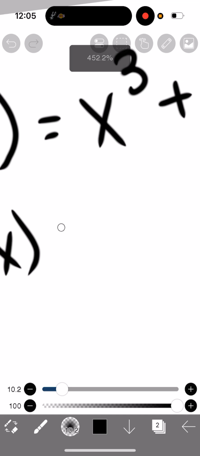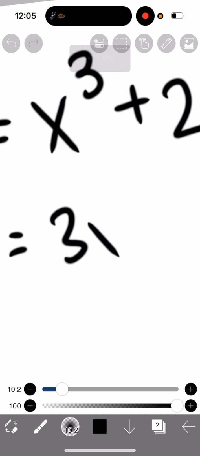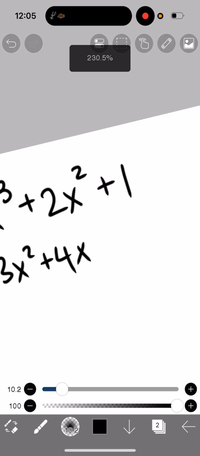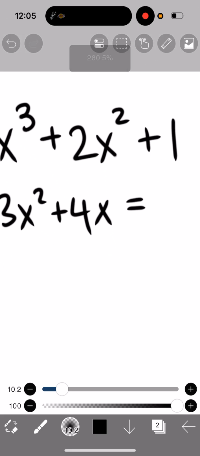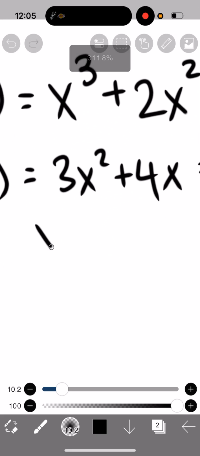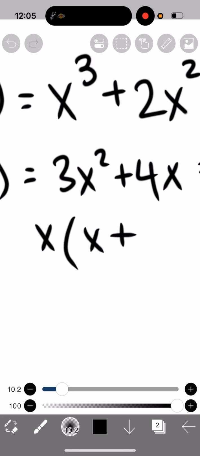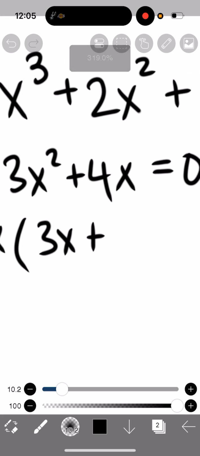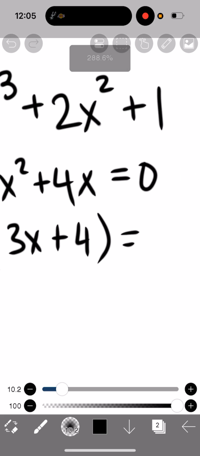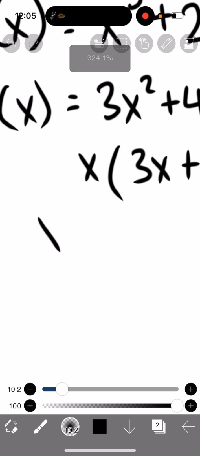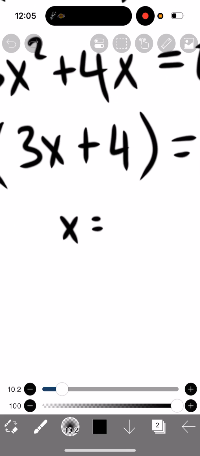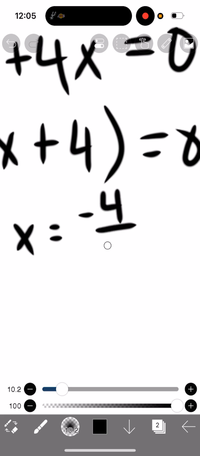So what we do with that is we just find the first derivative, set that equal to 0, and then find the points where this derivative is equal to 0, which is going to be at x equals 0 and x equals negative 4/3.